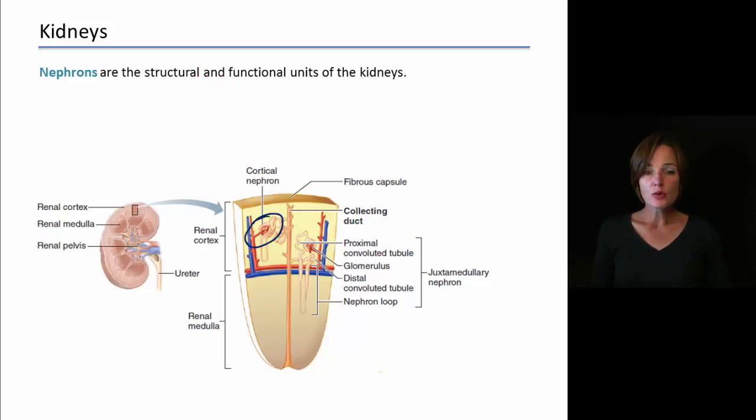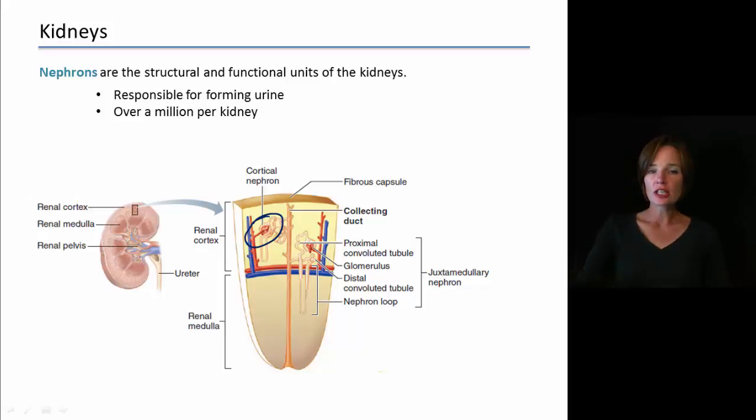The individual nephrons will be the structural and functional units of the kidney, and there will be a lot of these per kidney. Actually, these are responsible for forming urine, and over 1 million of them exist per kidney. We can see 2 different types of nephrons in this image here. We will have the cortical nephrons, which we see circled, and then we also have what are called the juxtamedullary nephrons. And both of these nephrons are going to be composed of a network of tubules, and then these tubules are going to be associated with a collecting duct.